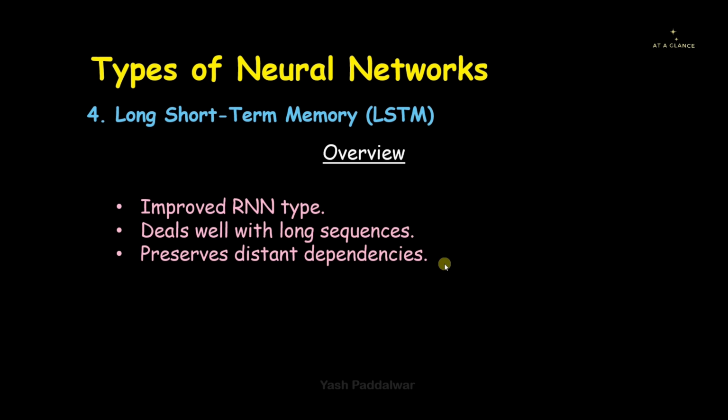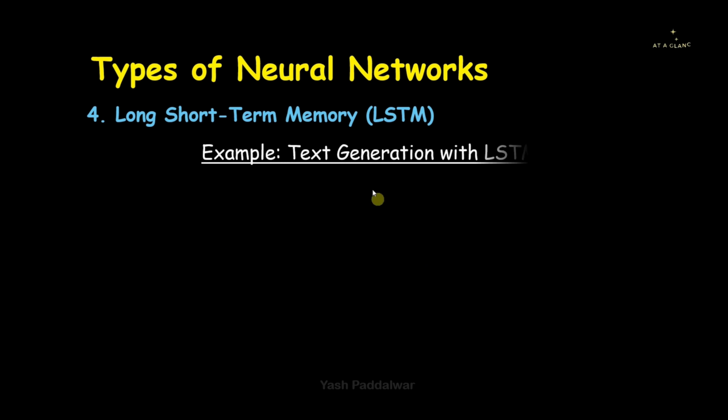Now, the most important thing to be understood is that LSTM preserves distant dependencies, which is done with the help of certain concepts that are introduced in the architecture of LSTM, which were not present in the architecture of RNN. So that was all about the overview of LSTM. I hope it is clear to you all. Now let's move on to the example using LSTM.